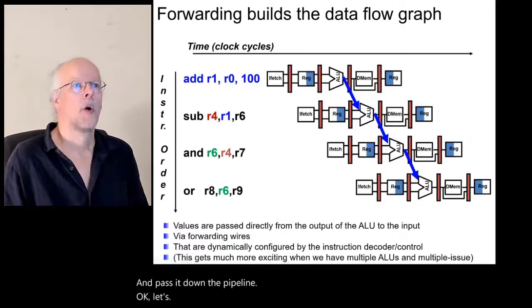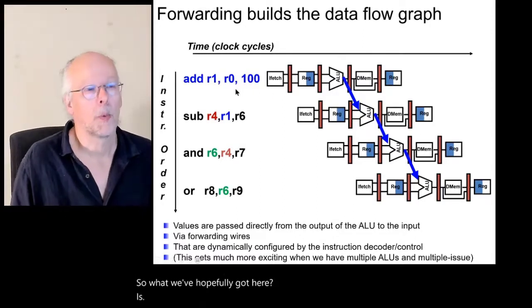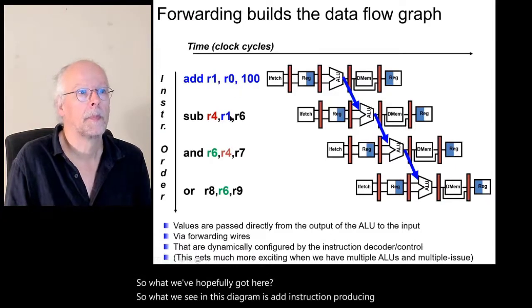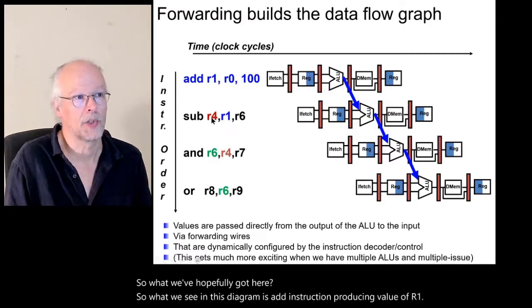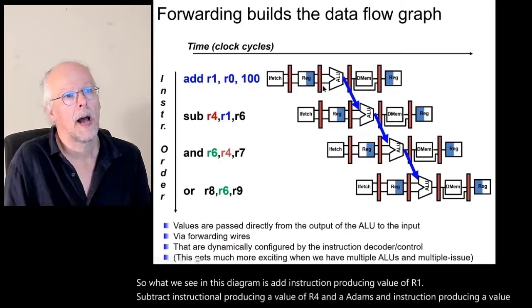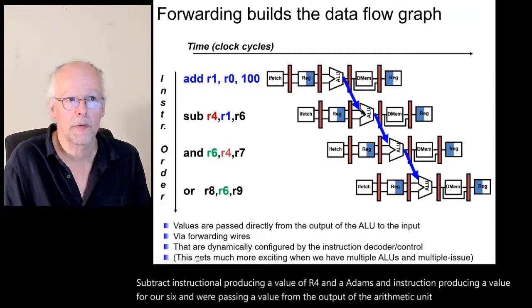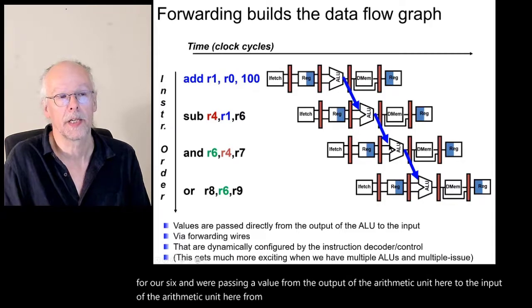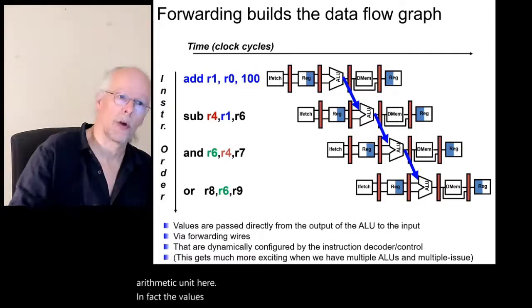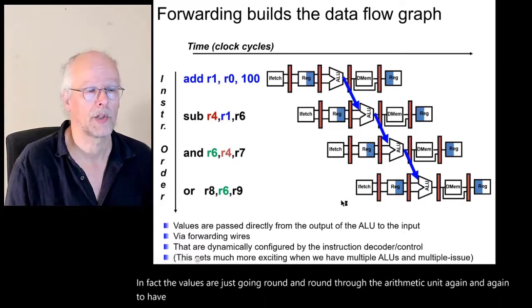So what we see in this diagram is an add instruction producing a value of R1, a subtract instruction producing a value of R4, and an and instruction producing a value for R6. And we're passing a value from the output of the arithmetic unit here to the input of the arithmetic unit here, and from the output of the arithmetic unit here to the input of the arithmetic unit here. In fact, the values are just going round and round through the arithmetic unit again and again to have this sequence of operations applied to them.